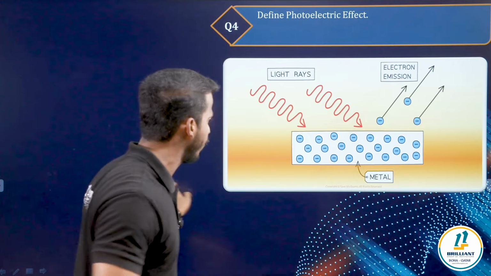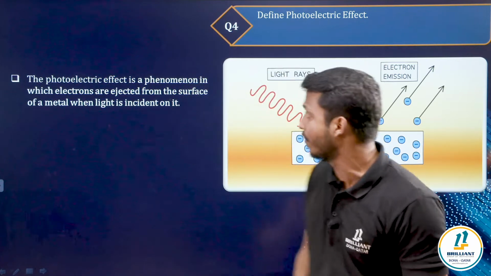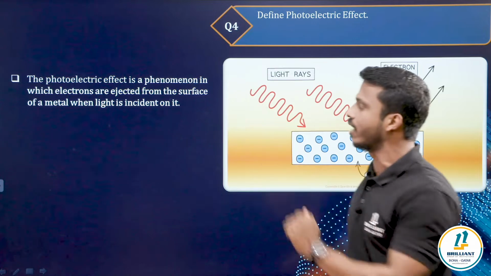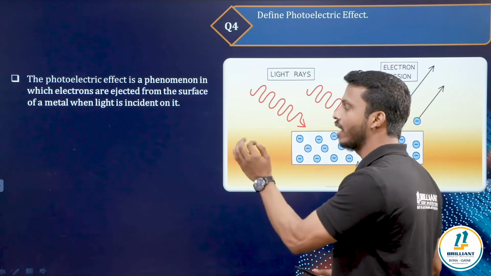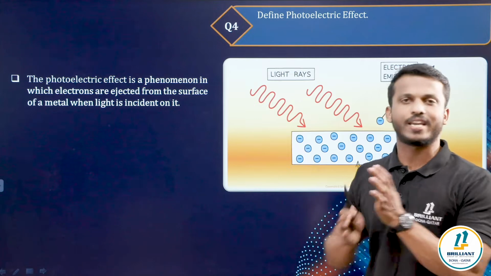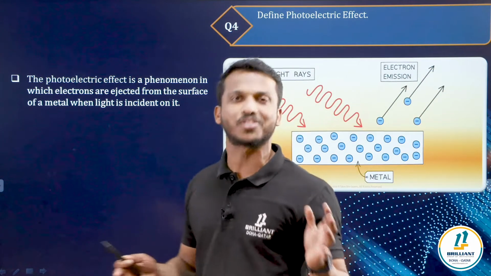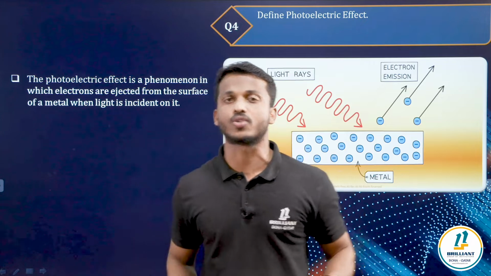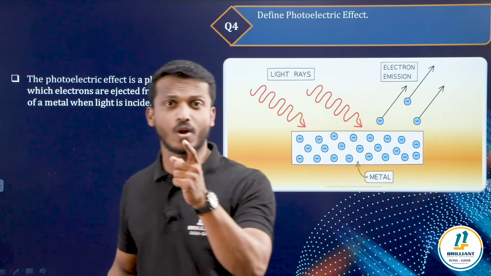Photoelectric effect. See, all of you, for your reference, I'm just giving the definition here. Photoelectric effect is the phenomenon in which electrons are ejected from the surface of a metal when light is incident on it. You know, all kinds of radiation cannot cause the ejection of an electron. There should be some minimum amount of energy to eject an electron from the metal surface. That energy is called what?